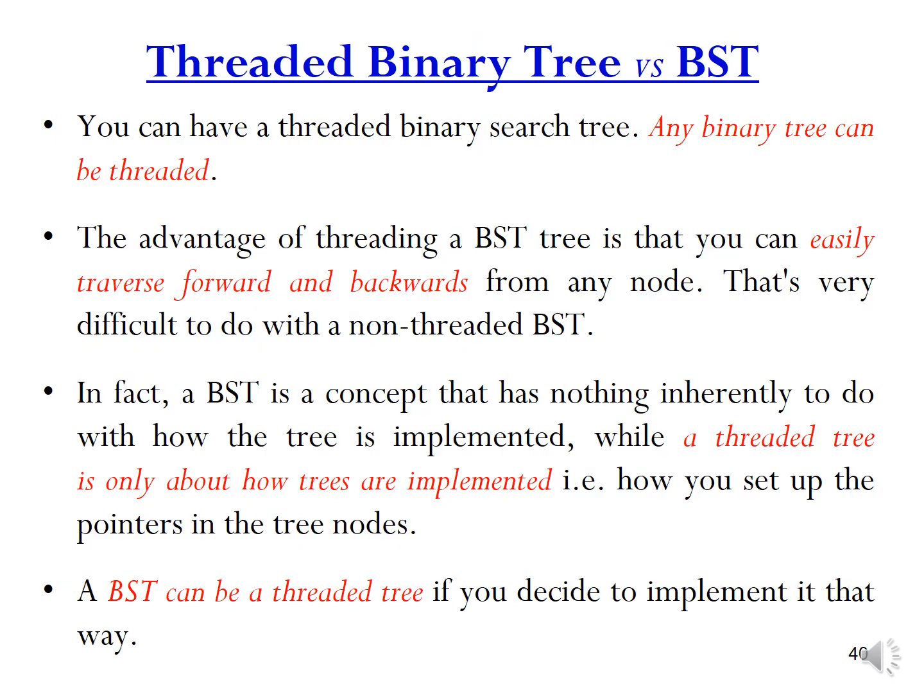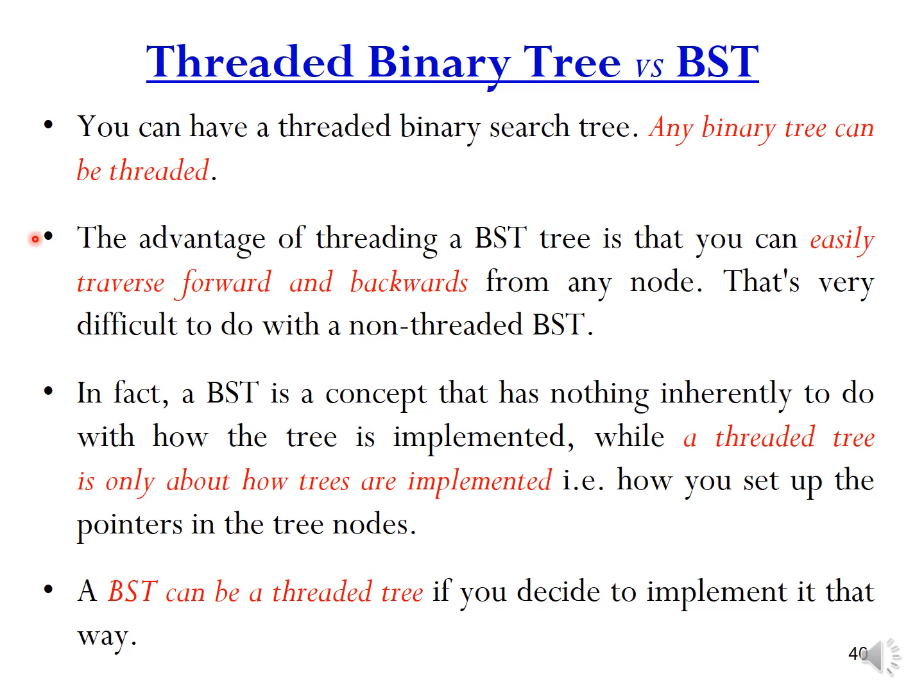So this is the comparison between the threaded binary tree and binary search tree. We can have a threaded binary search tree, or any binary tree can be threaded. We can use these threads in any binary search tree or in any simple binary tree. The advantage of threading a binary search tree is that you can easily traverse forward and backward from any node. This is the main advantage of using threading in the binary search tree.